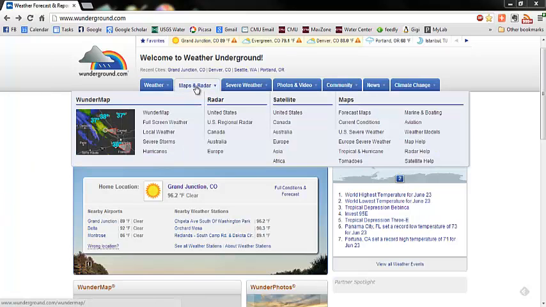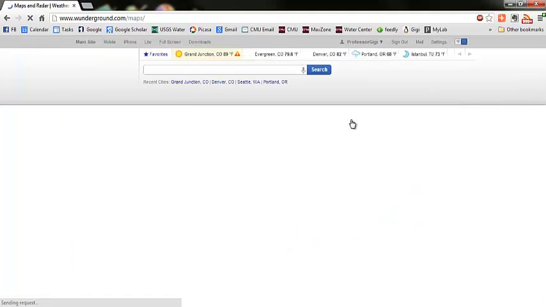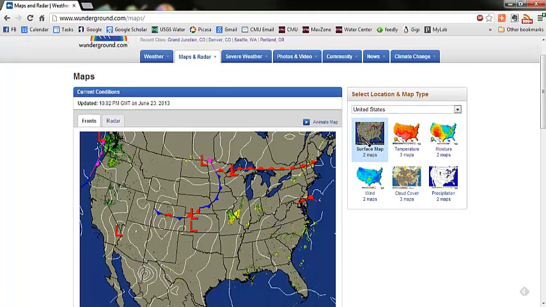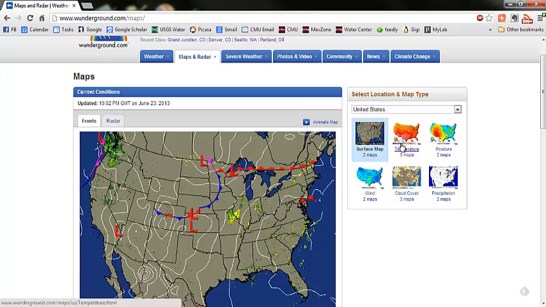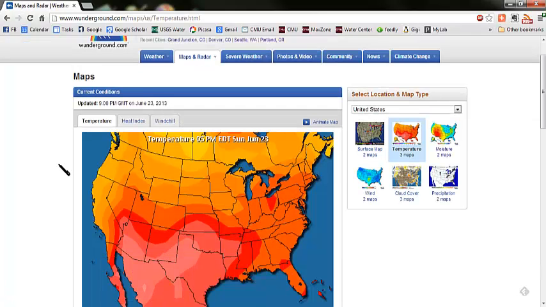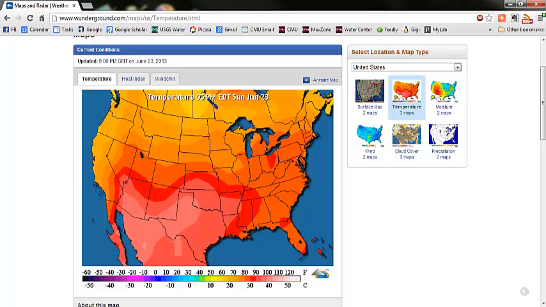So today, let's go to the map section. We're going to go over here to current conditions and have a look at some temperature maps. Notice on the right, we can pull down this menu and choose different regions, but we're going to focus on the United States for right now. We're going to pick temperature, and we have 3 maps to look at, but we're going to start with just a temperature map. So this is current temperature, 5 p.m., Sunday, June 23rd.